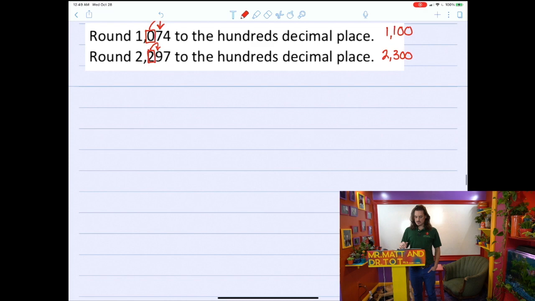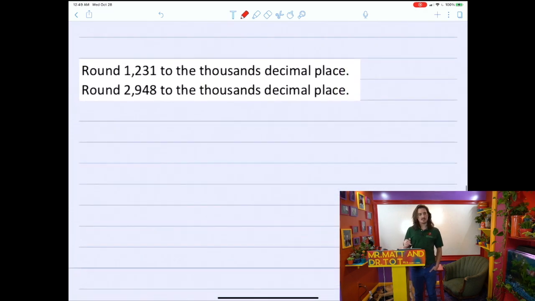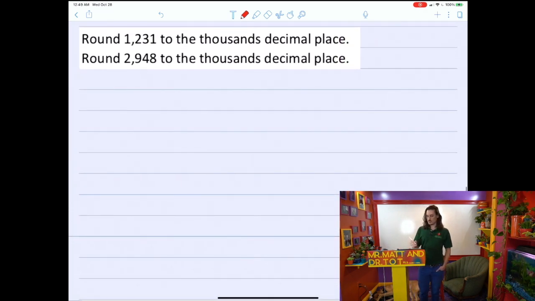Let's look at 2 more examples, and this will bring us up to the end of class today. So I'll give you 1 minute. I'd like you to round 1231 to the thousands decimal place, and I'd also like you to round 2948 to the thousands decimal place. 1 minute.